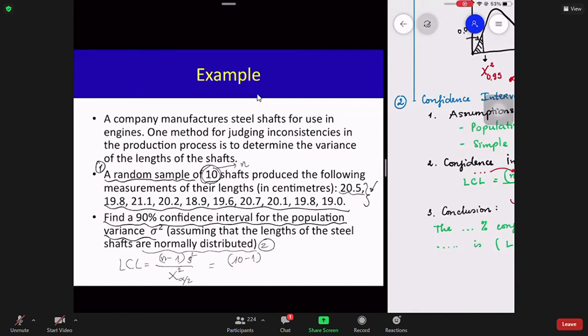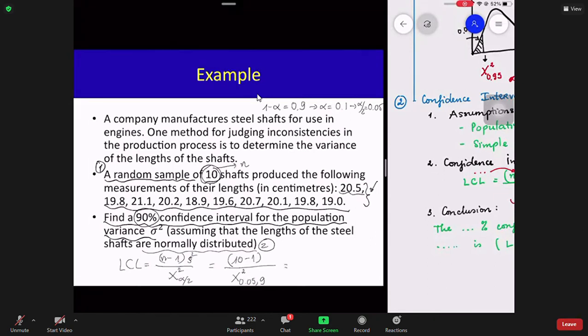And then we have to look up the chi-square value for alpha over 2. We have a 90% confidence interval, so 1 minus alpha must be equal to 0.9. From here, alpha is equal to 0.1 and alpha over 2 is equal to 0.05. So here we have to find chi-square of 0.05, and the degrees of freedom is 10 minus 1, so this would be equal to 9.